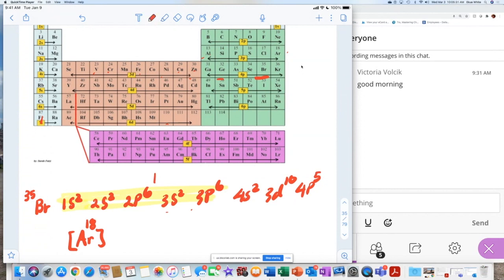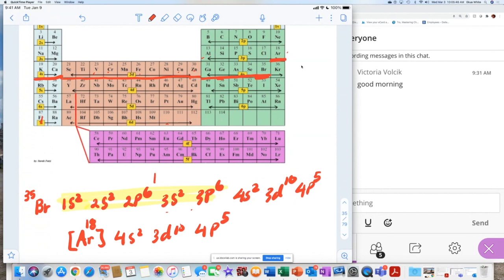If you don't feel comfortable looking here, that's okay. Write argon in brackets and then continue here. And this is 4s, right? So 4s2, continue here. This would be 3d10. And then, of course, all the way down here, 4p5.